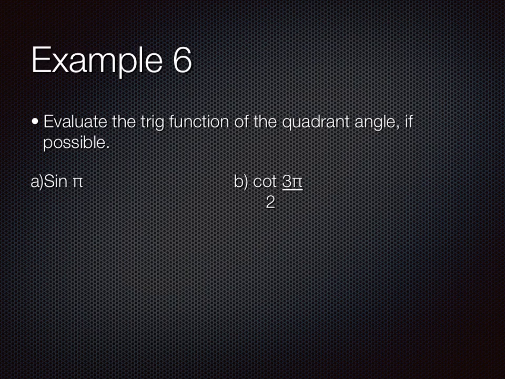Okay, this says evaluate the trig function of the quadrant angle if possible. So now we're dealing with quadrant angles, right? We cannot set up right triangles with these. This is where you have to have your unit circle. So I know moving around my circle that this is 0, this is pi over 2, this is pi, and this is 3 pi over 2. These coordinate points are 1, 0, 0, 1, negative 1, 0, and 0, negative 1.